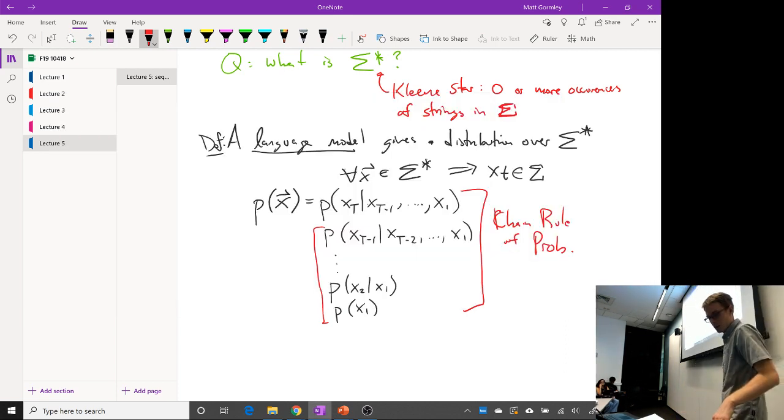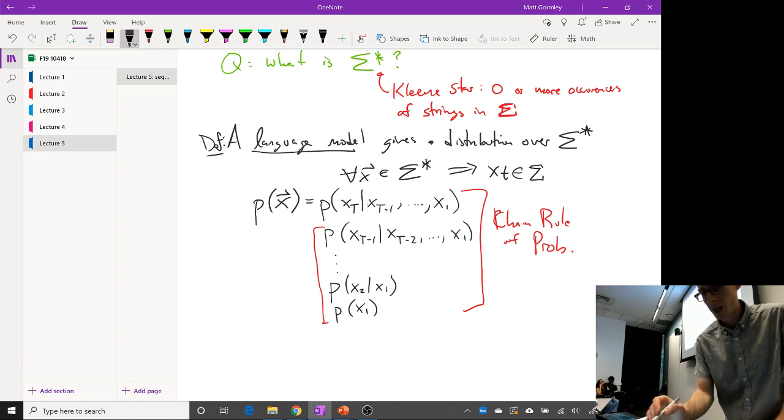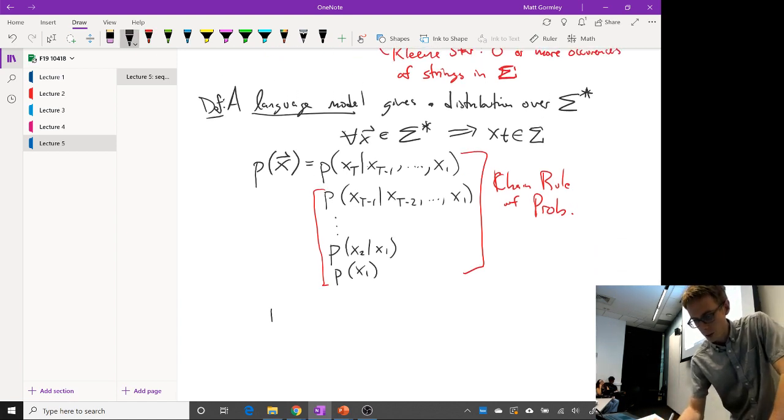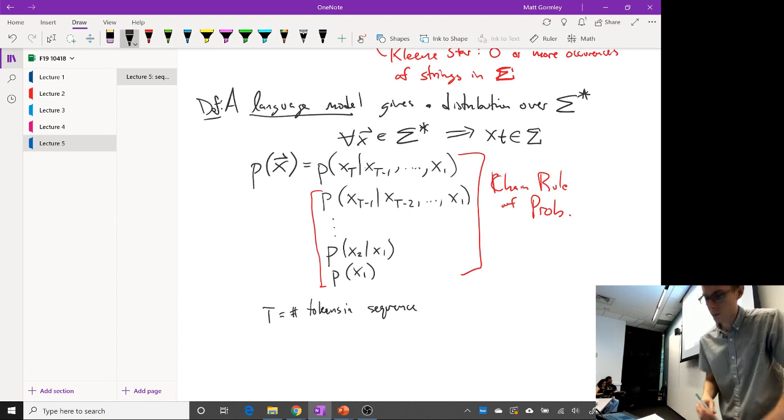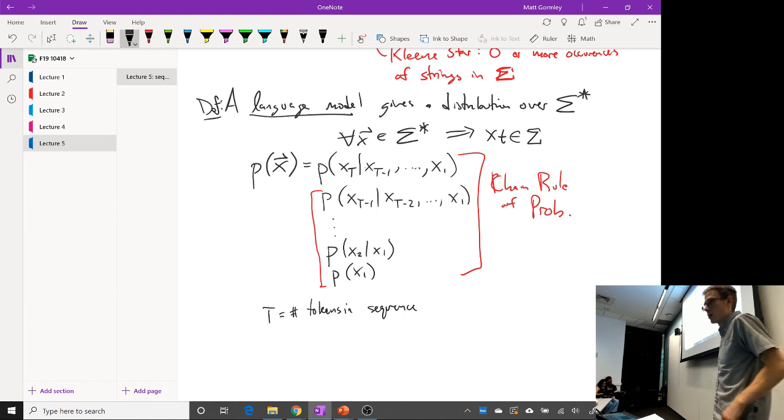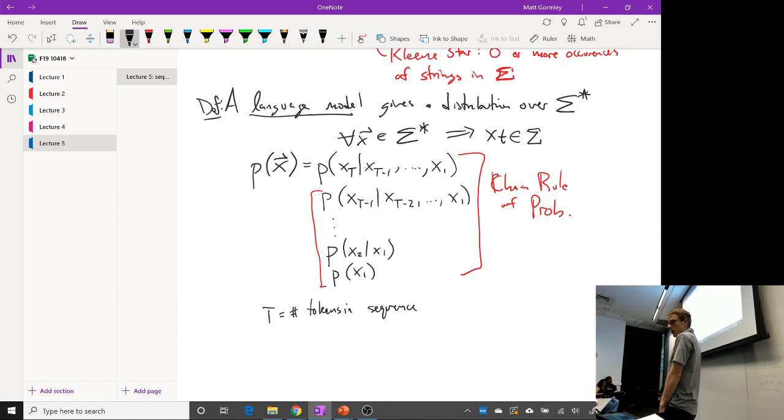What is capital T here? Is it the size of the dictionary or? Oh, good question. So here, what I'm using capital T to denote is the length of the sequence. So, number of, say, words in the sequence. Or rather than words, we could even just say tokens. For a language model, we are predicting a sequence. So do we know the length of the sequence?